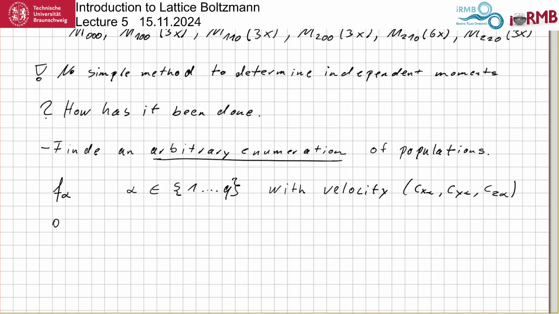So if you have these, how do you actually compute raw countable moments? So M_abc then becomes the sum over alpha of f alpha, multiplied by c x alpha to the power of a, c y alpha to the power of b, and c z alpha to the power of c. So this is doing the same thing that we had before.